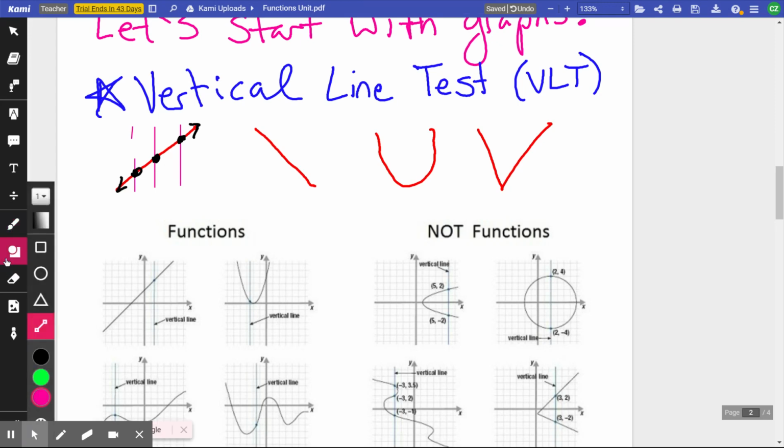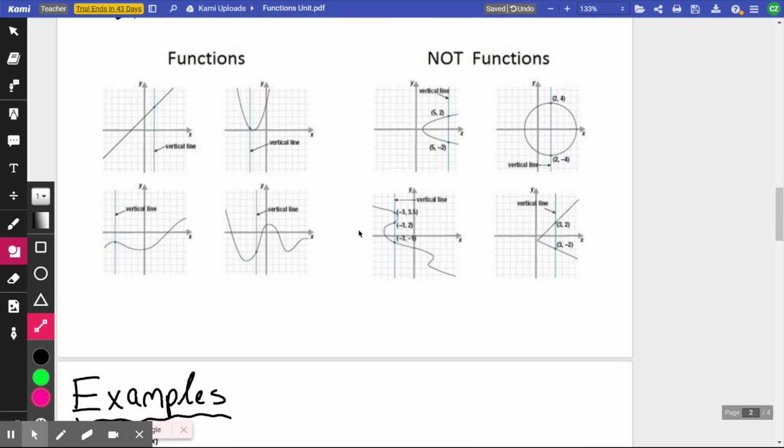And all of these are actually functions, because no matter where I draw vertical lines, it's always going to hit these in one spot. All right, so I can keep drawing more examples, and you get the point. Yeah, there we go. All right, so it doesn't matter where I draw these vertical lines, all of these red functions are functions, because they only hit one spot. So I have some more examples down here below for you.